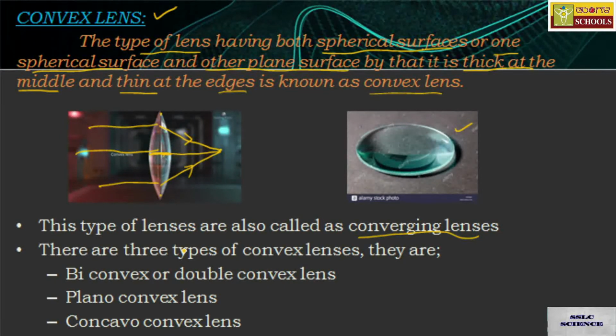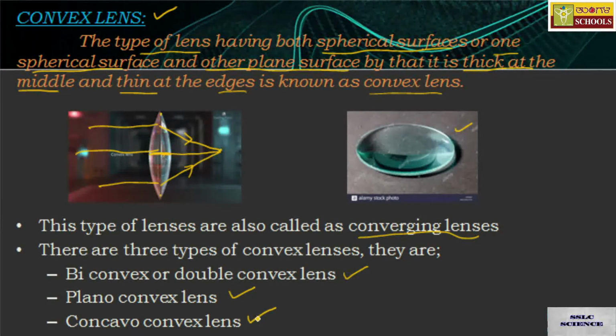Okay, that will be discussed thoroughly in the upcoming classes. The reason I'm bringing it up is that it converges the rays of light, and hence the name converging lens. That's the justification for you. There are three types of convex lenses. They are biconvex or double convex lens, plano-convex lens, and concavo-convex lens.